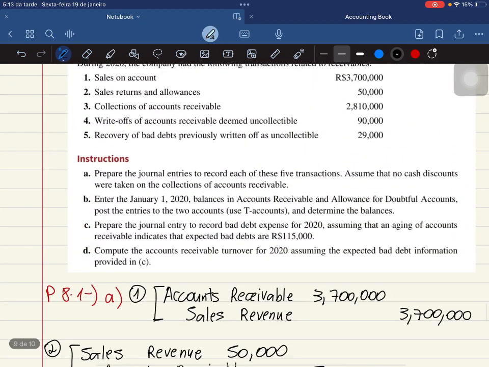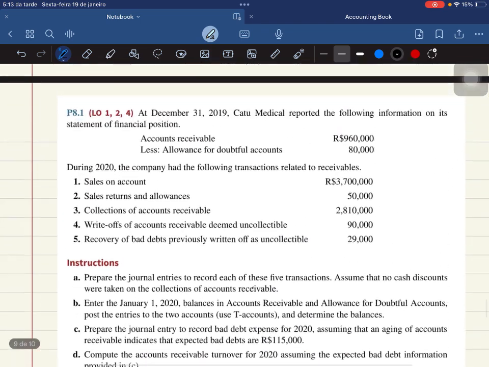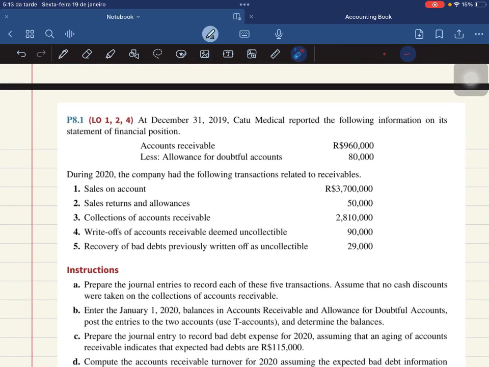Okay, so now we're going to determine the ending balances. First, let's do the accounts receivable. Well, if you pay attention, in the beginning, we had a beginning balance for the accounts receivable, right? This number, do you see? They reported the following information on this statement of financial position, which means that they said that this is the beginning value of their accounts receivable. So we're going to have a beginning balance of 960,000 reais. This is the currency.